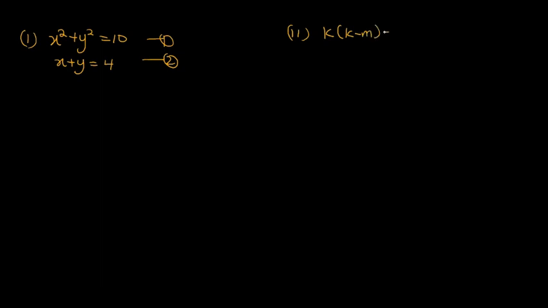Alright, so solve these nonlinear equations, simultaneous equations. So I have x squared plus y squared is equal to 10. Then x plus y is equal to 4. This is equation 1. This is equation 2. Then I have k into bracket k minus m is equal to 12 as equation 1. Then I have k into bracket k plus m is equal to 60 as equation 2.